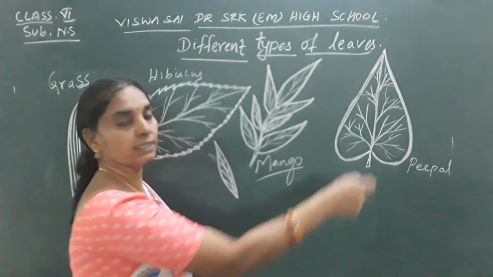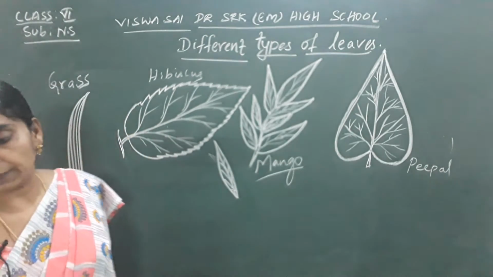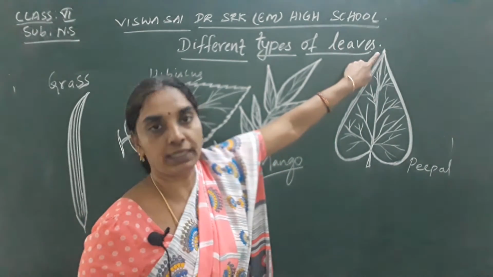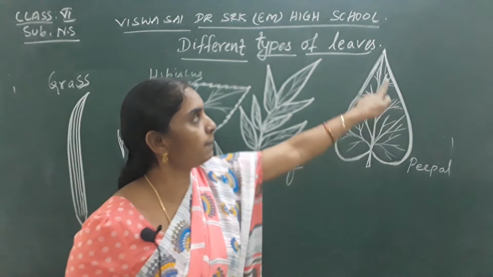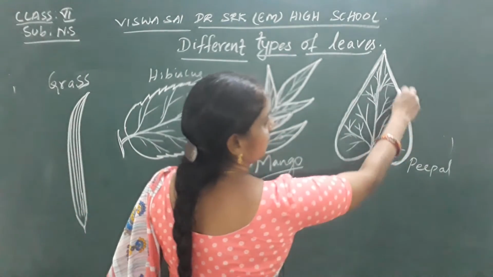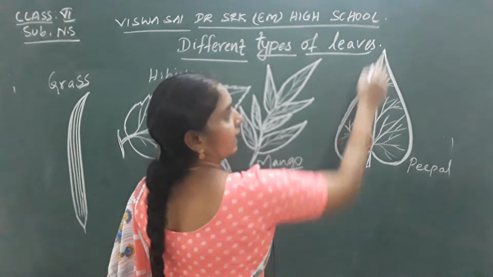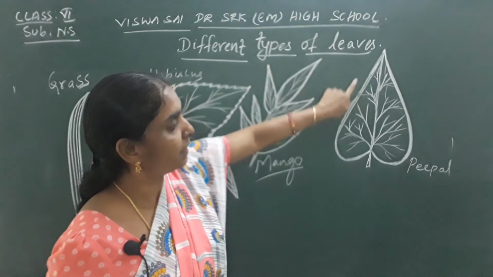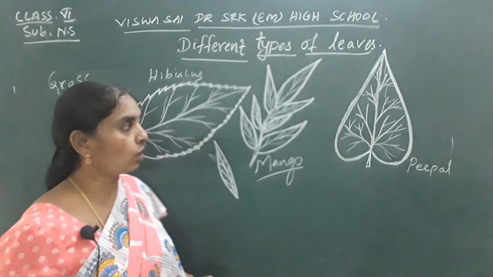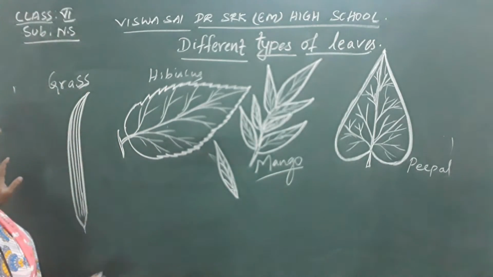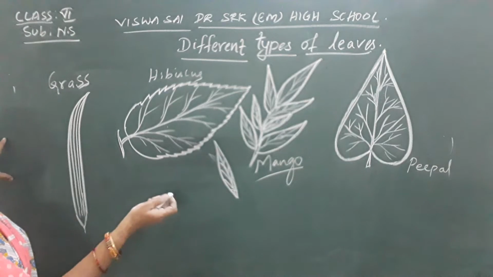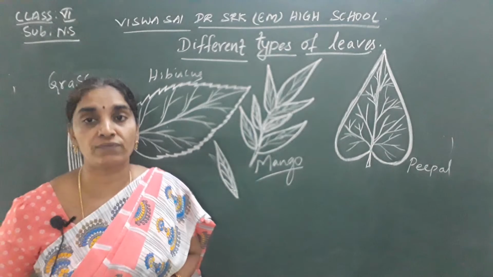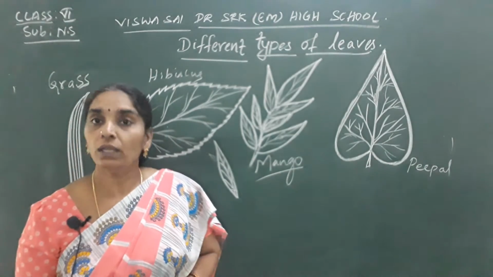But the shape of the peepal leaf, if you see the shape of the peepal leaf, it is cordate with the pointed tip. It has completely plain edges with a pointed tip, and the shape of the leaf is cordate. Okay, you can see the heart shape, that is the cordate shaped leaf of peepal. So like this you can observe the different types of leaves in your locality.